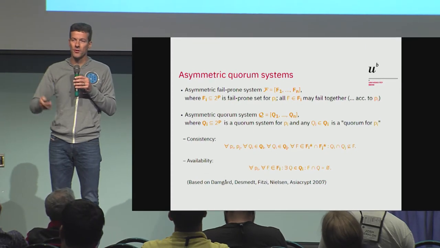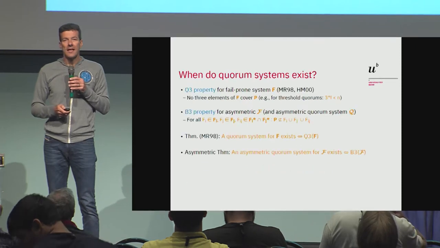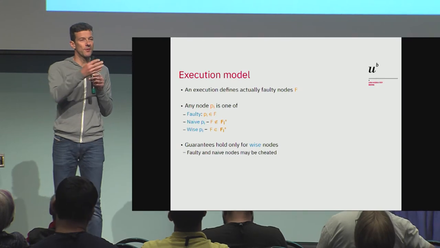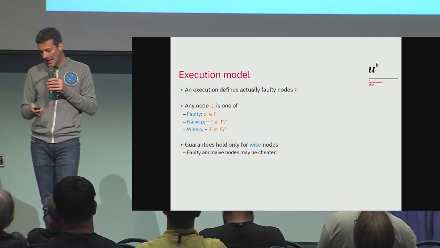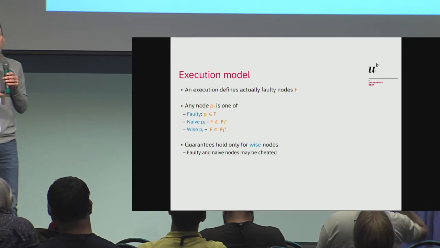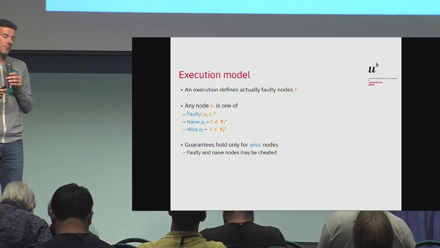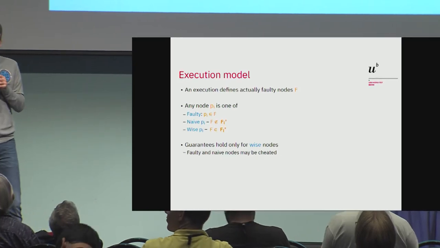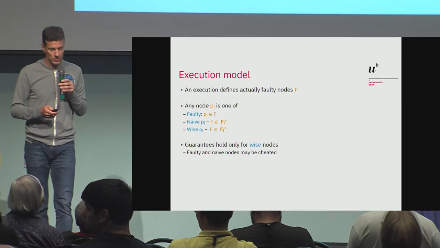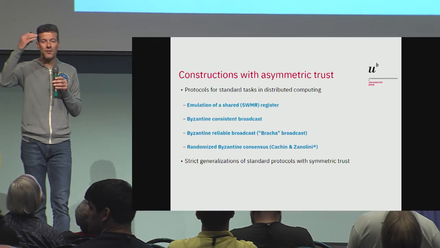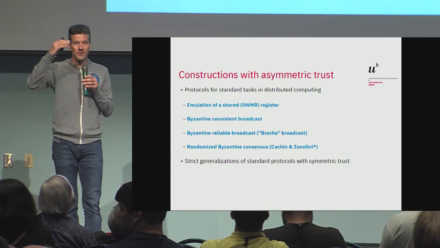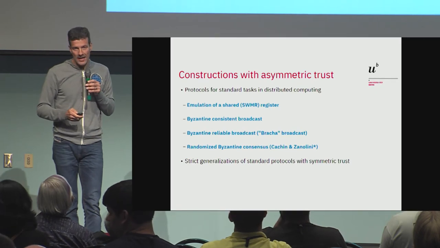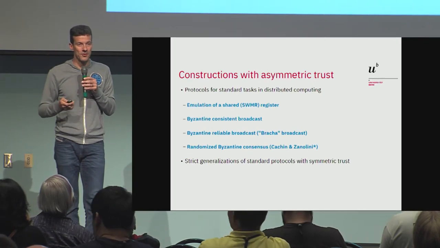Now, of course, if we're starting to construct protocols according to such systems, there are going to be nodes who made the wrong assumptions. They trust the wrong friends, because not everybody trusts the same nodes in the system. And for getting this properly specified, we can only make such guarantees for the nodes that are wise, namely because they made the correct trust assumption. Not everybody has the same trust assumption. And we do have protocols for various primitives from distributed computing, from Byzantine tolerant protocols, and for consensus in this model. And they satisfy the nice property that they are generalizations of the existing models.